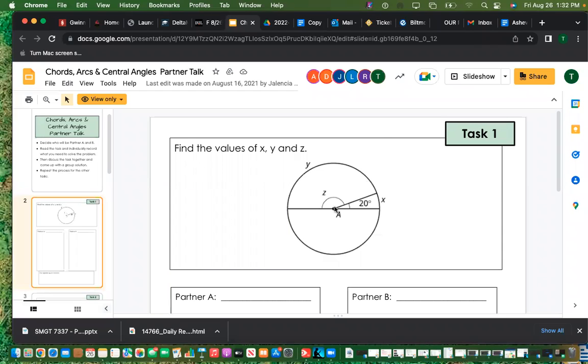Okay, so since A is a center, and this is 20 degrees, X is going to be equal to 20 degrees. So if that's 20 degrees, then this straight line right here is 180, and 180 minus 20 is going to give me 160. So if this is 160, then this is 160.